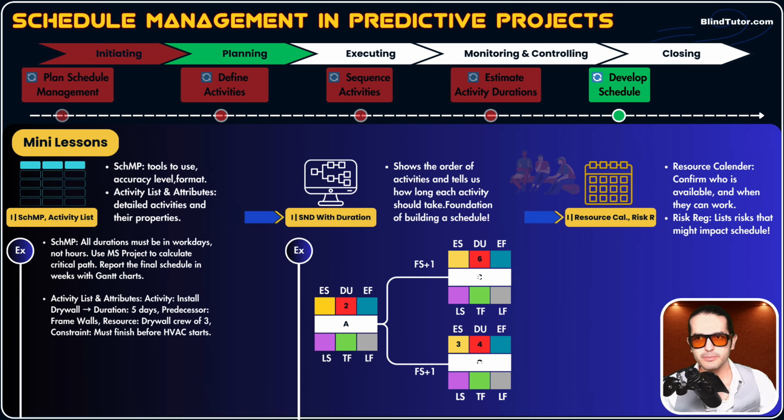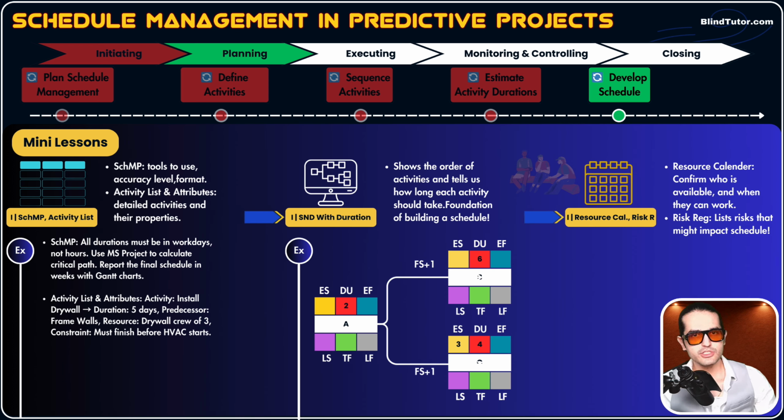And the third batch of inputs are resource calendar and risk register. Why resource calendar? We want to assign calendar dates for each activity. We need to know which employees are available, when are they available, or when our required equipment is available. What are the holidays? These are all mentioned in the resource calendar.